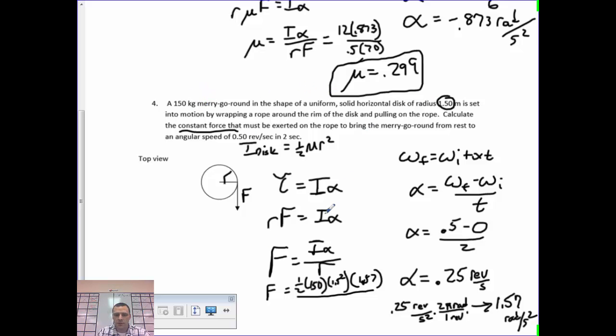Let's see, a little slow. Do all that out. Let's see what we get. 0.5 times 150, 1.5 squared, 1.57, divided by 1.5. 176.63. I think that looks good. 176.63 newtons.